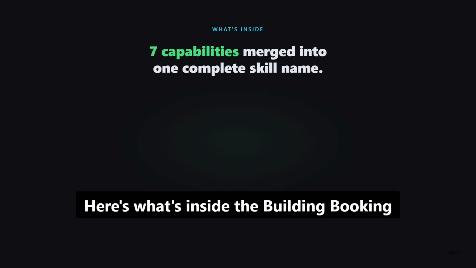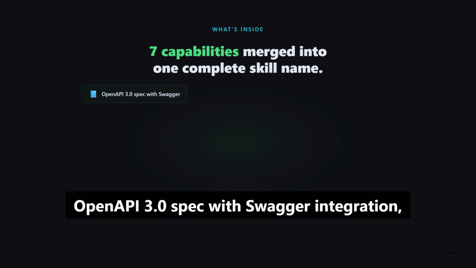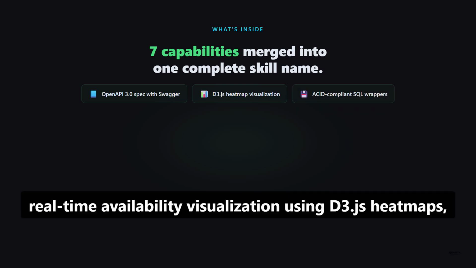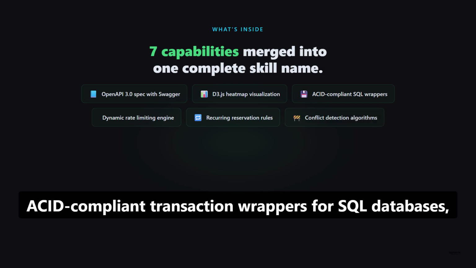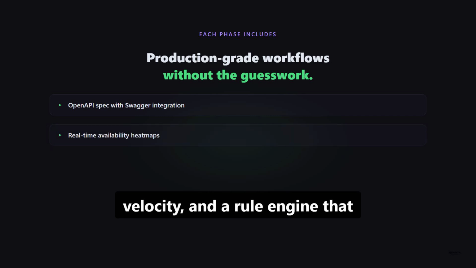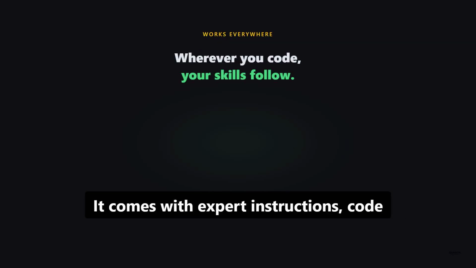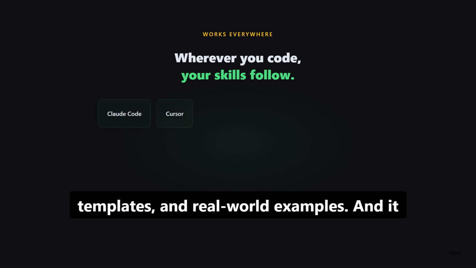Here's what's inside the Building Booking Calendar System skill: a fully documented OpenAPI 3.0 spec with Swagger integration, real-time availability visualization using D3.js heat maps, ACID-compliant transaction wrappers for SQL databases, dynamic rate limiting based on booking velocity, and a rule engine that supports recurring reservations with exceptions. It comes with expert instructions, code templates, and real-world examples.